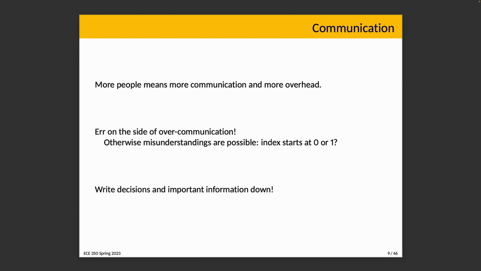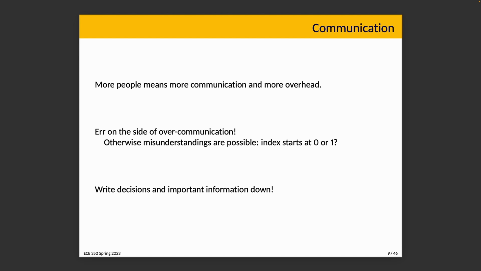Thing is, more people in your group means there's more communication, and more communication counts as more overhead. You could say it scales as n squared. Any change you make has to be propagated to more people, and you have to make sure that everybody has agreement about stuff. And you should err on the side of over-communication. This is also advice that I give to people about working remotely: if you're not sure, err on the side of over-communication, because that's much better than misunderstandings, right?